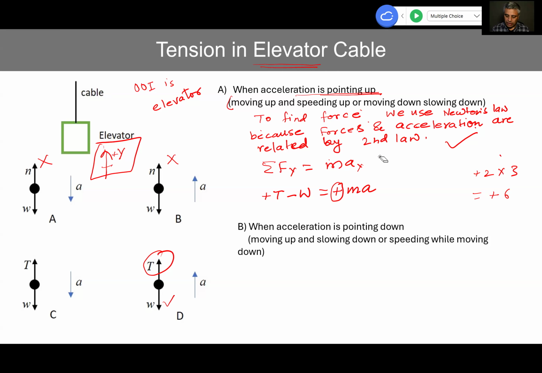So yes, you need to practice drawing the free body diagram and then writing the equation. And always, always, always start by writing the main equation, the main law, the main formula. Do not just start writing something like this.